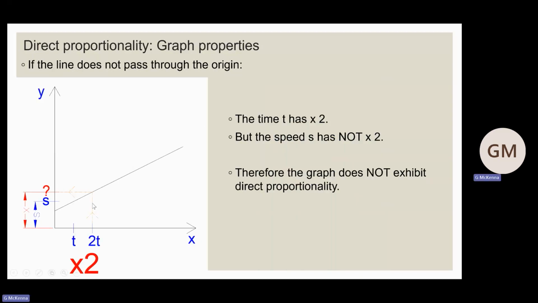Now you can see, of course, in this example, when it's a straight line that does not pass through the origin, we've doubled the value of t, but we have not doubled the value of s. So s, of course, goes from 0, 0 up to that particular speed, but you can see our new intercept value here. I've just labeled it some quantity x, and you can see that is not twice as big as the original one. And so whenever you've got a straight line that does not pass through the origin, both quantities do not go up in the same proportion, and therefore the graph does not exhibit direct proportionality. And again, pause the screen and add in these additional notes to your slides or your booklet.